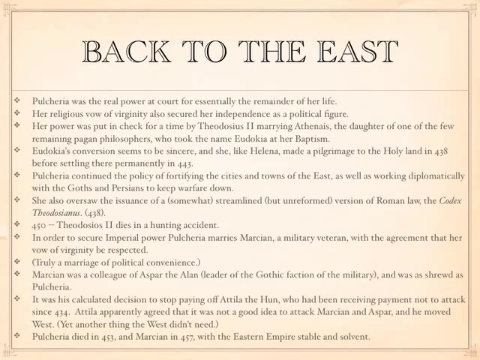Pulcheria died in the year 453. Marcian died 4 years later. The Eastern Empire was stable and solvent. It was in very good shape empire-wise. But the West had been largely ignored.